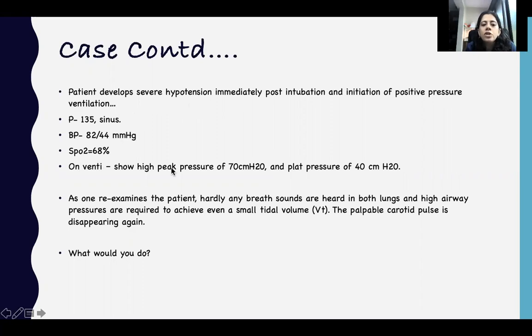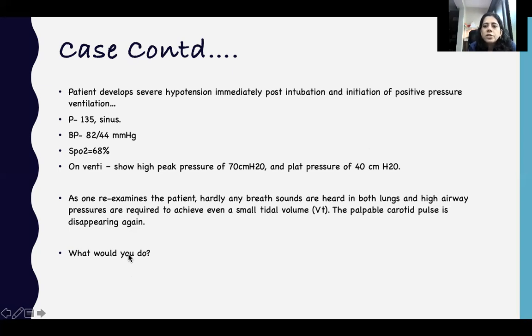And your ventilator is showing a high peak pressure alarm of 70 centimeters of water and a plateau pressure of 40 centimeters of water. Okay. The plateau pressure has also increased. And as you are trying to re-examine this patient, you find there are hardly any breath sounds heard on both lung fields, and high airway pressures are required to achieve a very small tidal volume. The carotid pulse, which was initially palpable, has started to disappear. And what do you think would have happened?